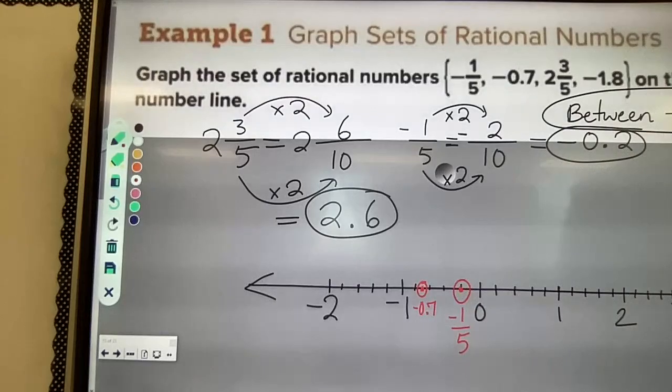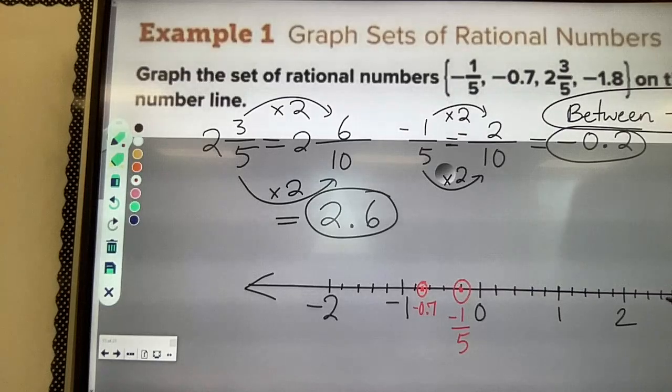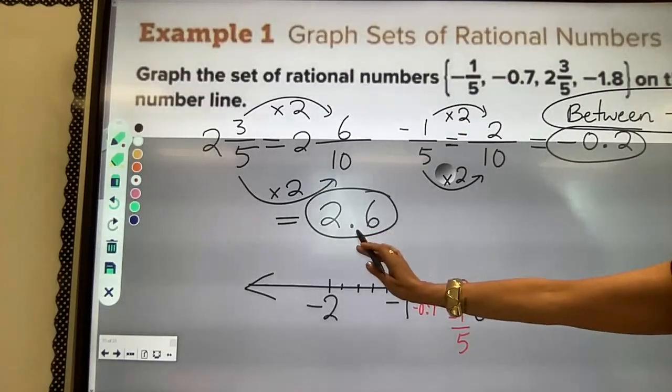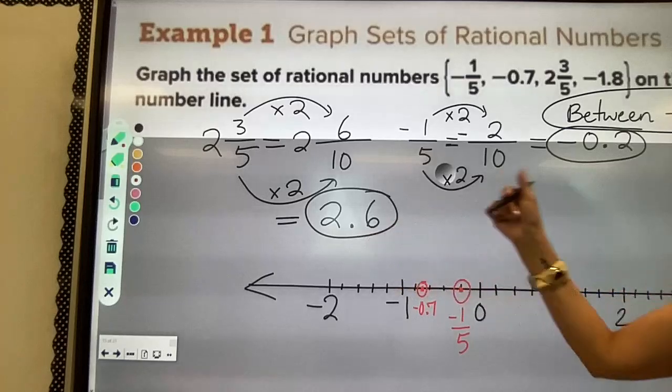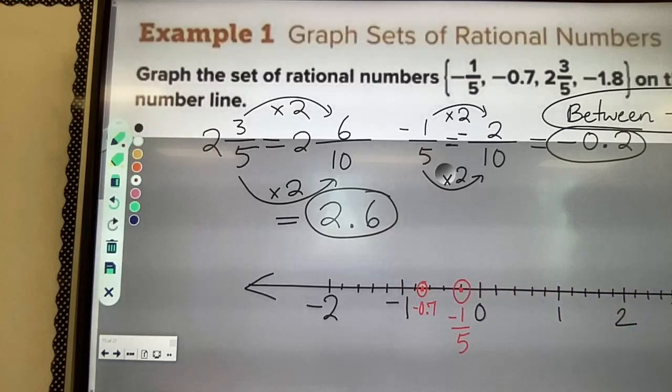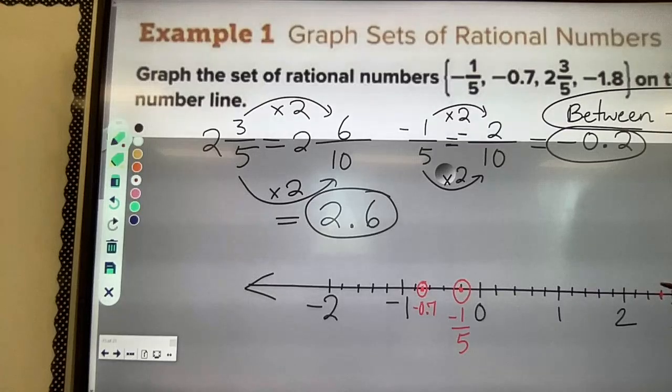All right. Then we had 2 and 3/5, which is 2 and 6/10. So look, this is 2. Now that's a positive rational number, so it's going to be to the right. Okay. So I have 2 and 3/5. So this is 1/5, 2/5, 3/5, which is going to be here. All right. So this is 2 and 3/5.